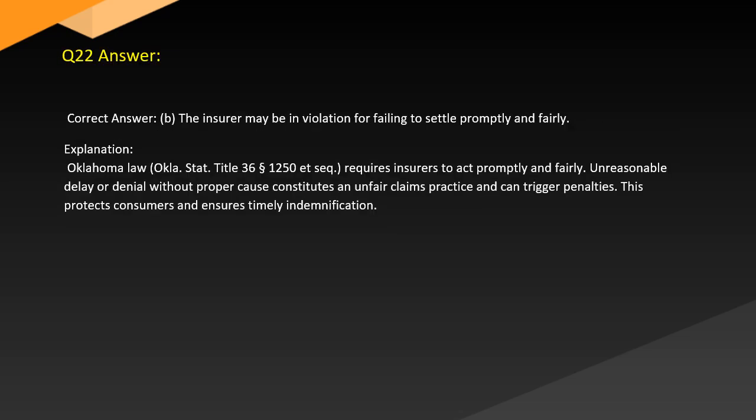Answer. Correct answer: B. The insurer may be in violation for failing to settle promptly and fairly. Explanation: Oklahoma law, Okla. Stat. Title 36 § 1258, requires insurers to act promptly and fairly. Unreasonable delay or denial without proper cause constitutes an unfair claims practice and can trigger penalties. This protects consumers and ensures timely indemnification.